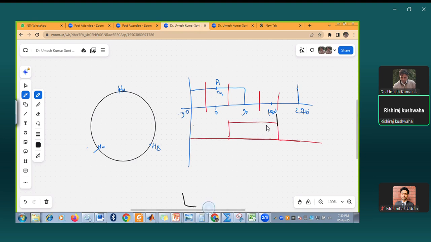Okay, so we have phase B. Please mute the voice. Please mute the voice. So here we have the third Hall sensor signal.